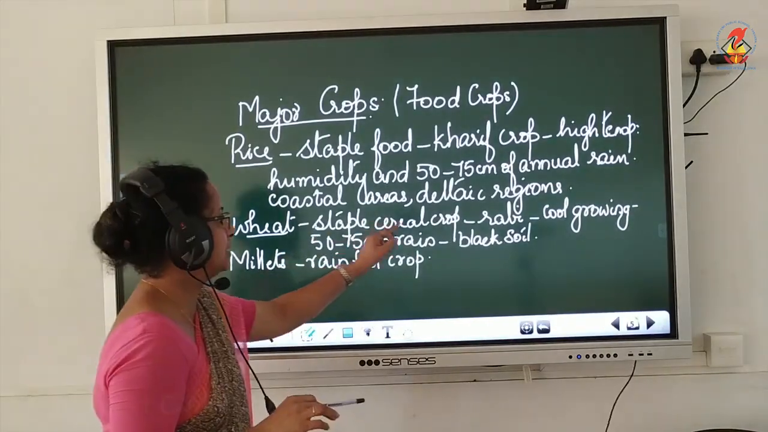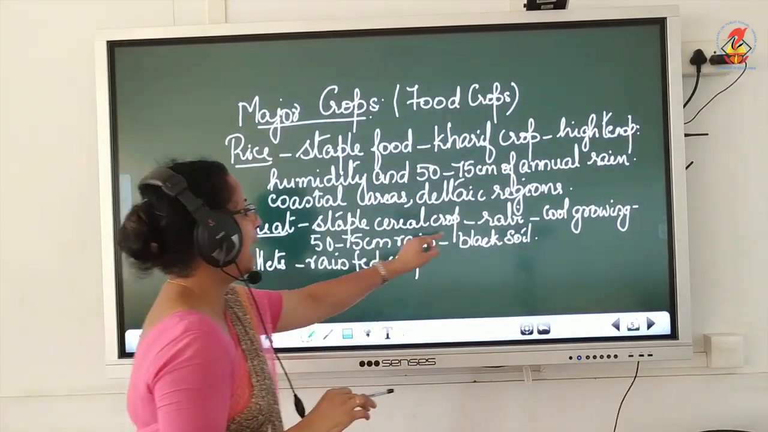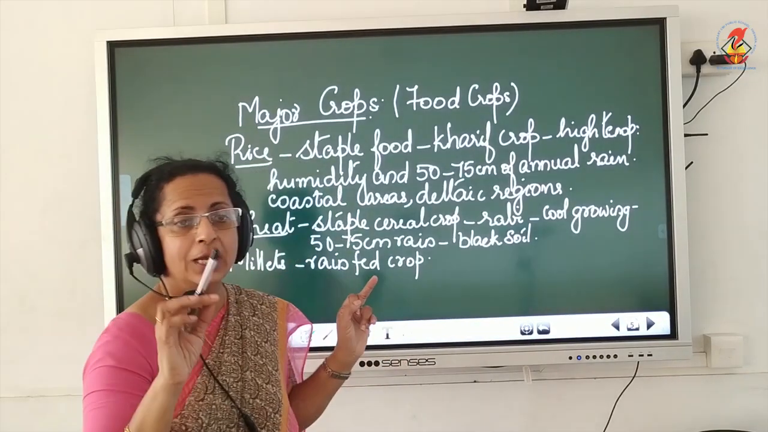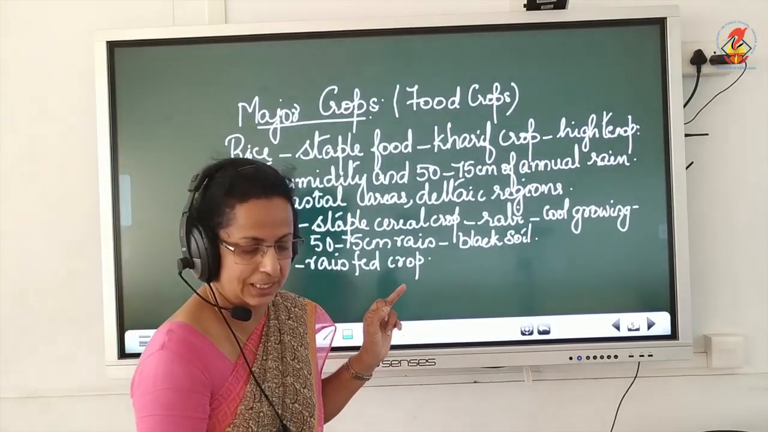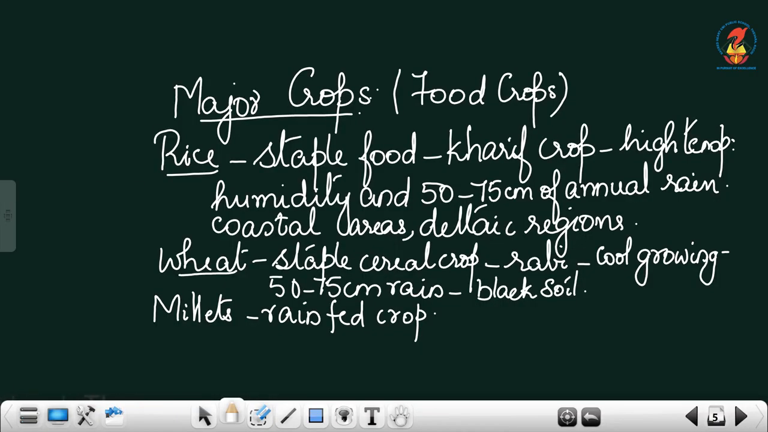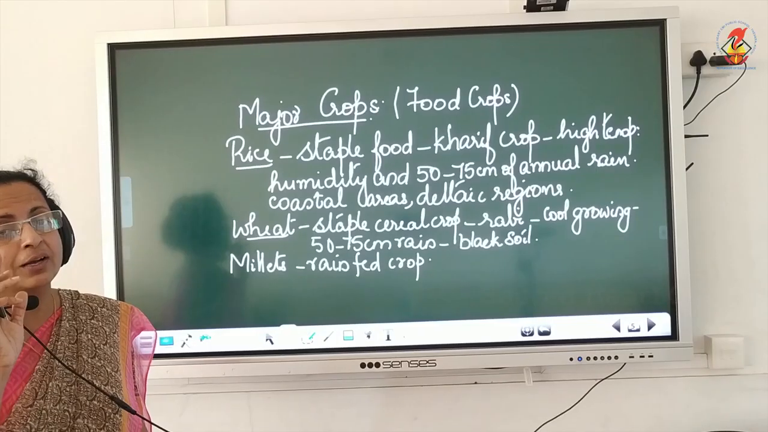The next is wheat. It is a staple cereal crop. It is a rabi crop, so it needs a cool growing season. Then it requires 50 to 75 centimeters of rain, and it grows in black soil. Usually in Punjab, Haryana, those areas, wheat is grown. That was a crop that was experimented with for the Green Revolution.